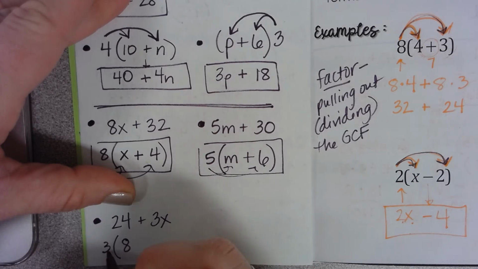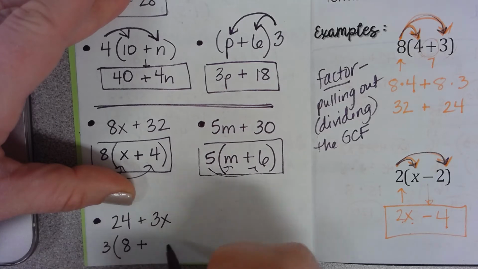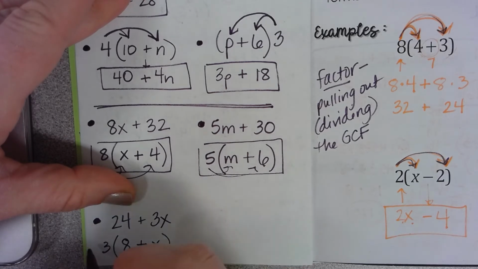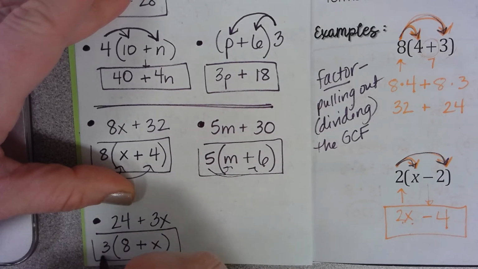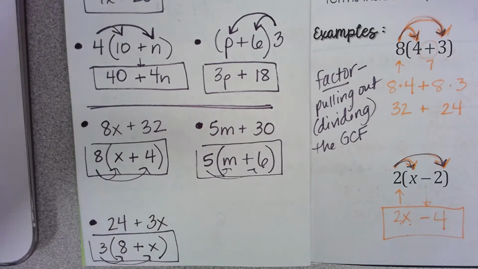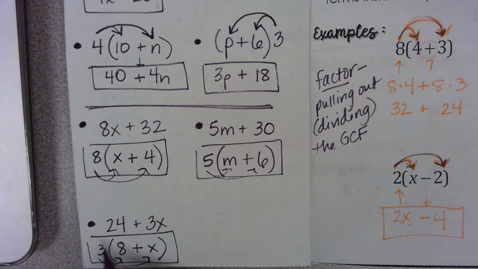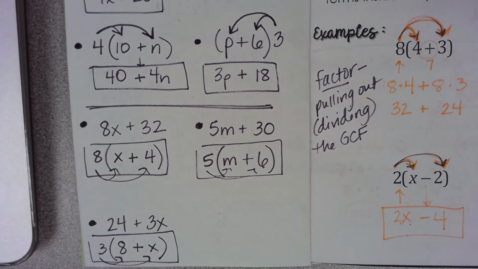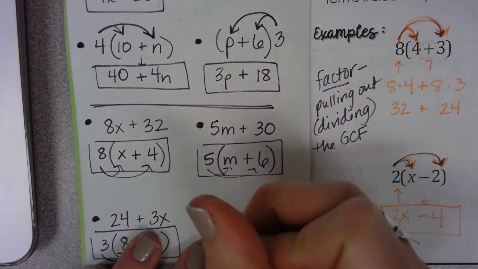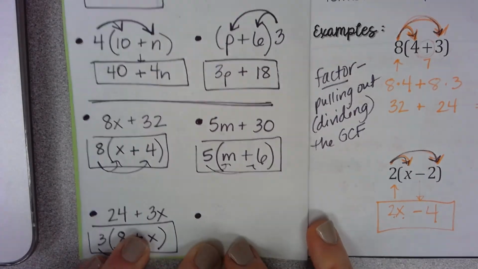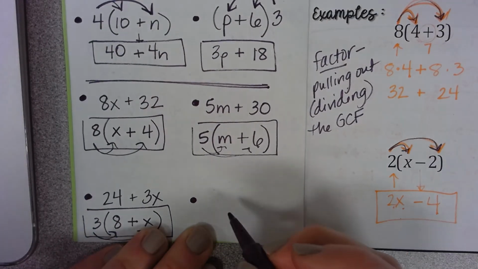So 24 divided by 3 is 8. Carry my sign down. 3x divided by 3 is x. And that would be my answer. So I would draw on my arrows if I need to double check. 3 times 8 is 24, plus 3 times x is 3x, and I get my answer. Right, we will do one more problem just to have a set of examples in our booklet here. Let's do another one like this set up here.